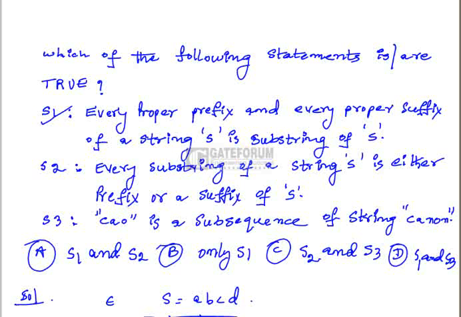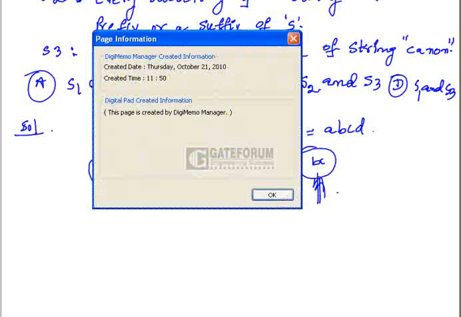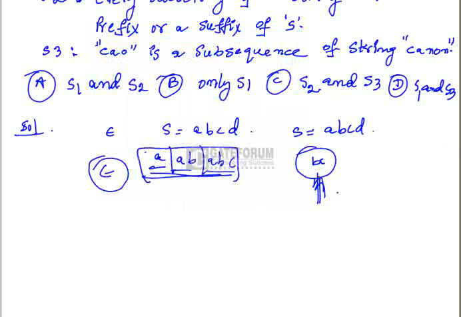Statement S1 is correct. Similarly, statement S2: every substring of a string S is either a prefix or suffix of S. This is wrong, because every substring need not be a prefix. For example, ABCD is a string, and here BC is a substring of S, but BC is not a prefix and BC is not a suffix. So every substring need not be a prefix or a suffix. So statement S2 is wrong.